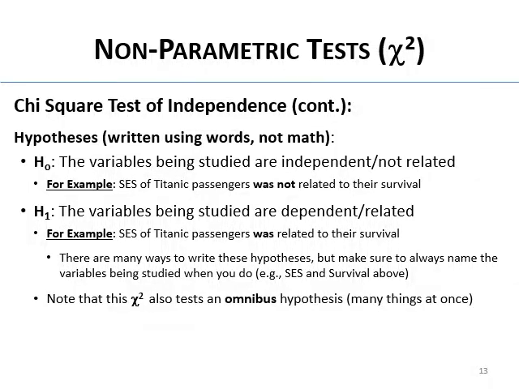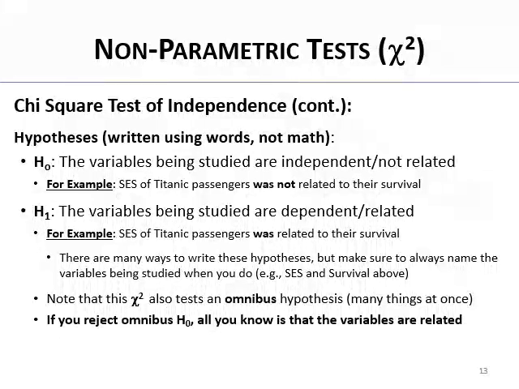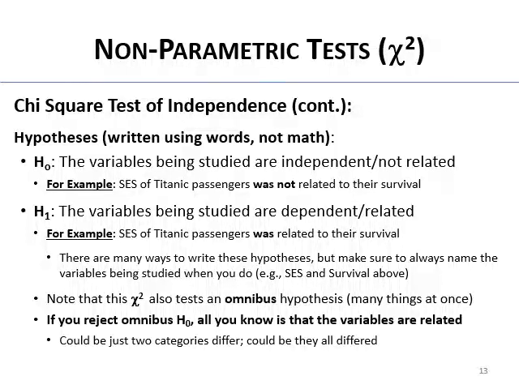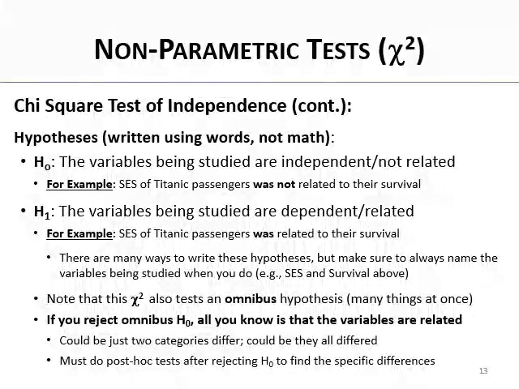So this chi-square is also an omnibus test of a hypothesis. It tests many things at once. When you reject the null, all you know is that the variables are related. So there is some sort of relationship. Could just be, again, two categories differ. They could all differ. You don't know. You've got to do post-hoc tests after rejecting the null to find the specific differences.